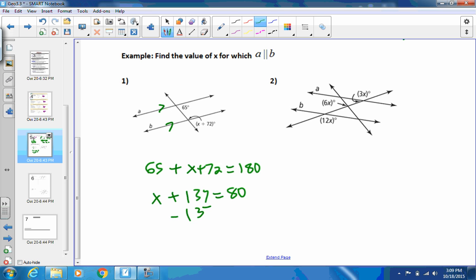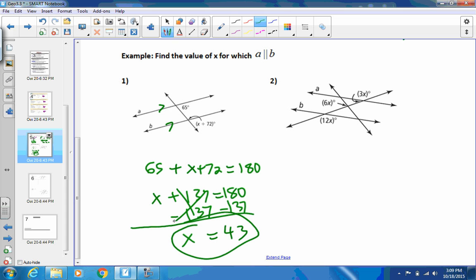And if I solve for x, oops, sorry, 180 minus 137, x will get me to 43 degrees, or 43 would be the value of x. All right.